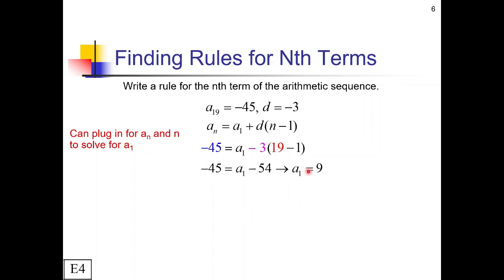So plugging that back in with my d value now to this original formula, we can write a sub n equals 9 minus 3 times n minus 1. And then just like we did before, let's simplify this. So that's negative 3n plus 3. And then combining the 9 and the 3, we can write negative 3n plus 12.